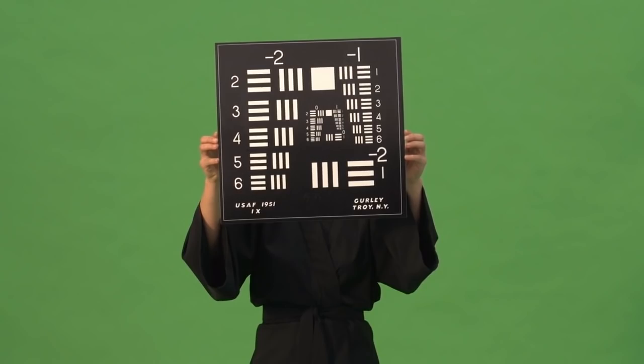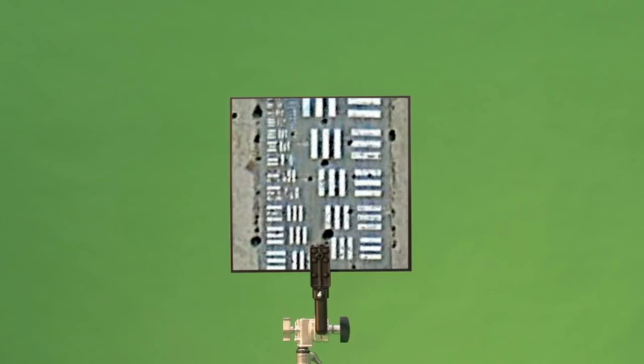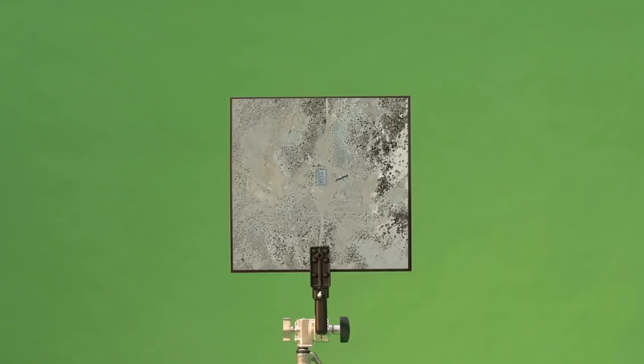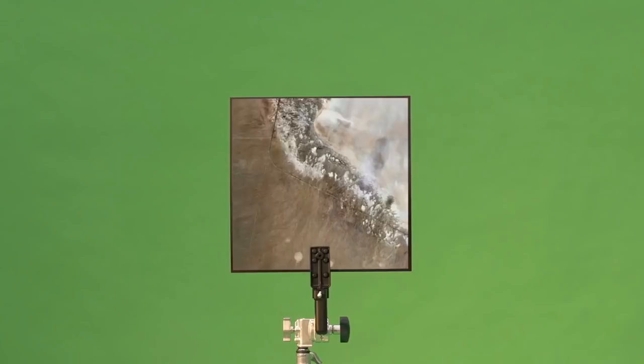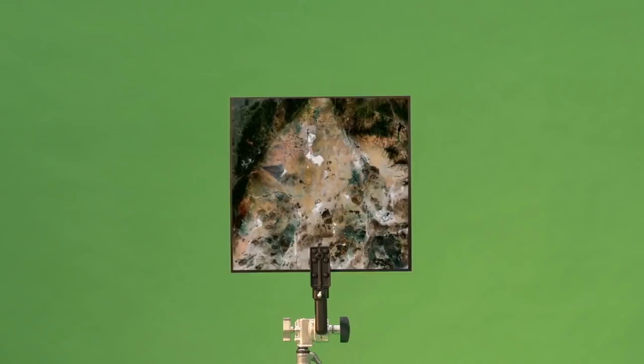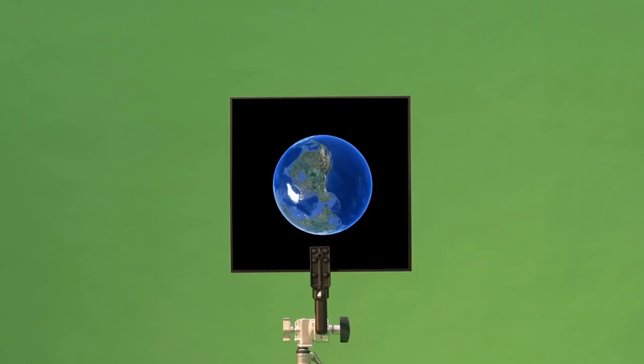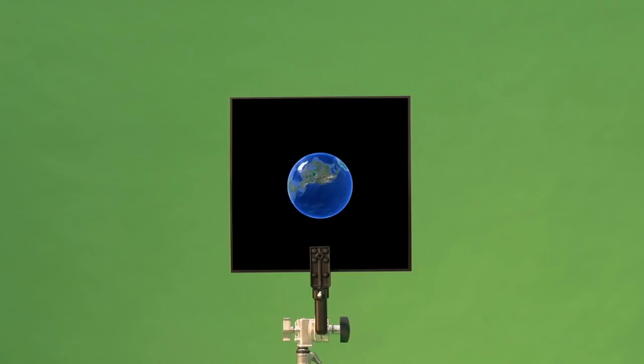This is a resolution target. It measures the visibility of a picture. This is a resolution target. It measures the resolution of the world as a picture. Resolution determines visibility. Whatever is not captured by resolution is invisible.